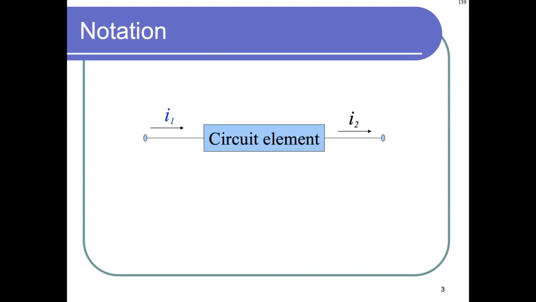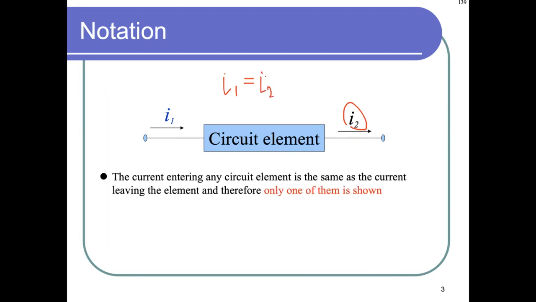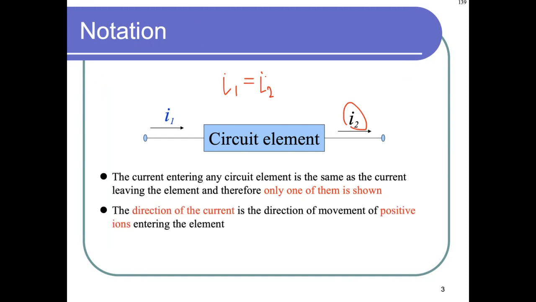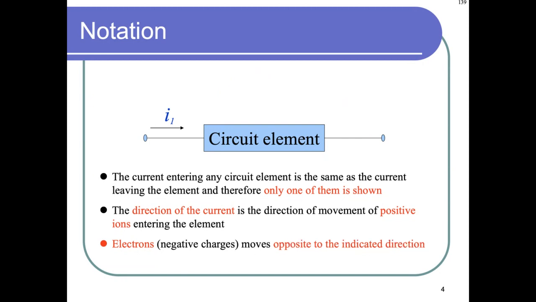So again, if I have a circuit element, then the current that goes in is the same as the current that goes out. So I1 is really the same as I2. Very well-known fact. So we only show one of them because we don't need to show the other. And the direction of the current is really the direction of movement of positive ions entering the element, and the electrons move in the opposite direction of the indicated current direction. So now we remove I2 because we don't need to show it.